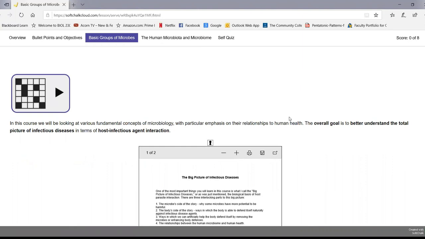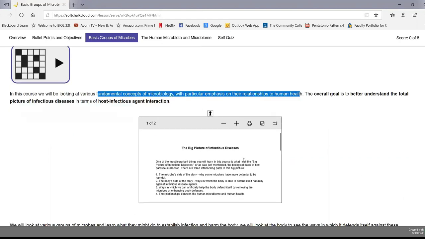Now, of course, since most of the people taking microbiology here are going into some allied health profession, we're especially concerned with looking at the fundamental concepts of microbiology with regard to how they relate to human health. So the big picture of this course is to look at a better understanding of the total picture of infectious disease, what we call host infectious agent interactions. And in fact, this little box here shows you what's on the last page of your syllabus, what we call the big picture of infectious disease and kind of my approach to the course.